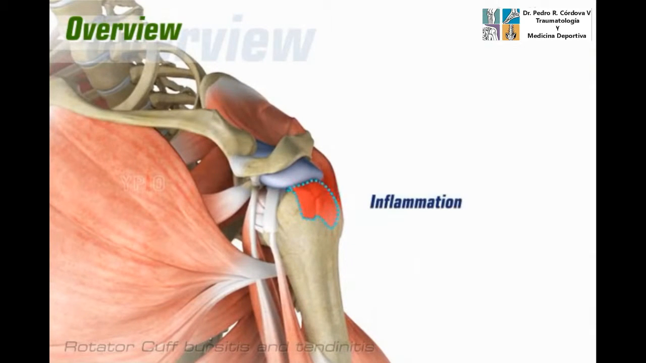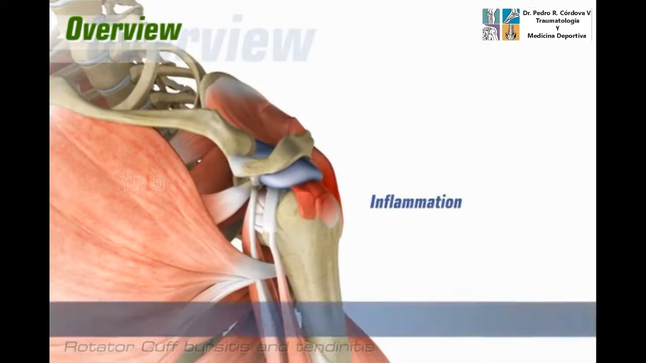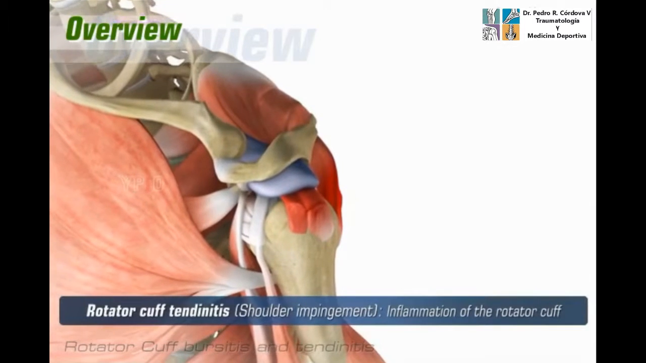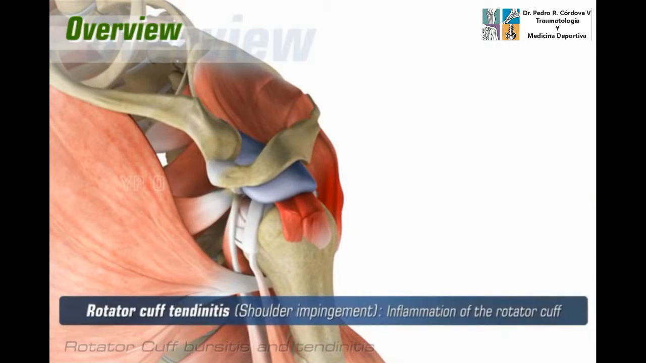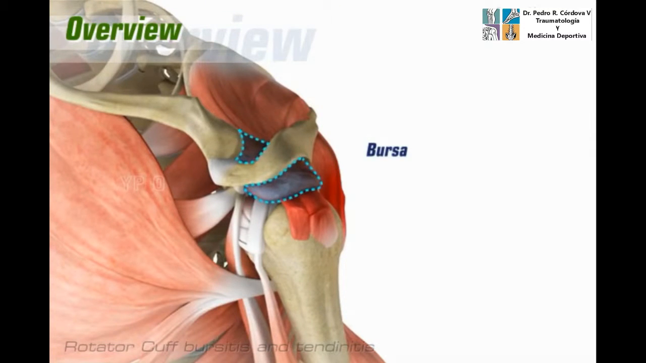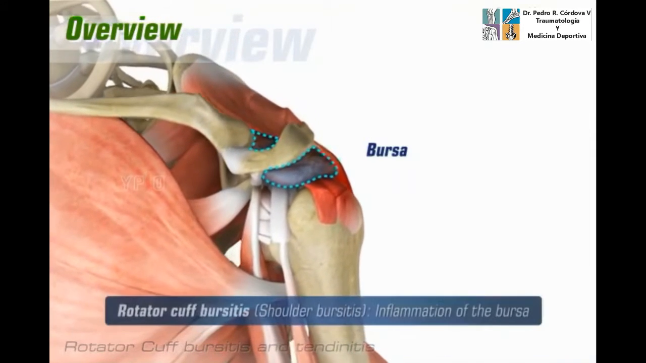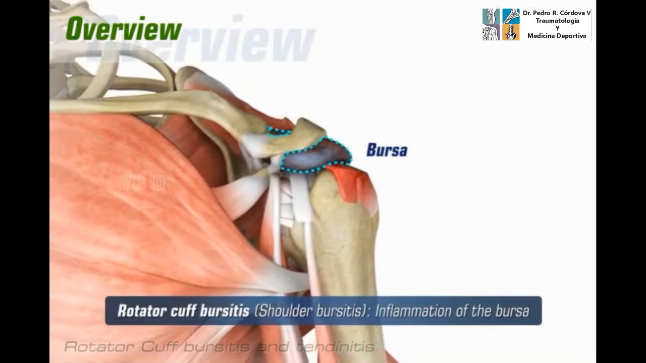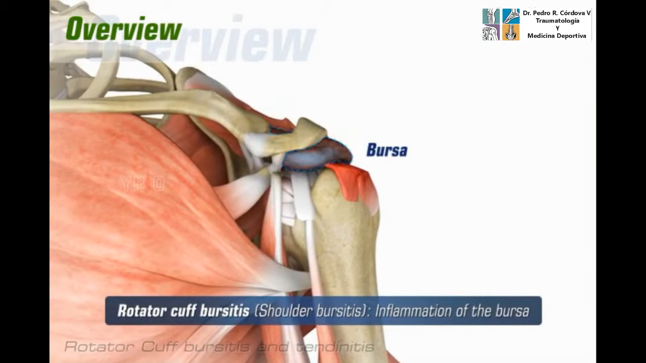Inflammation of the rotator cuff tendons is called rotator cuff tendinitis, or shoulder impingement. And inflammation of the bursa that surrounds these tendons is called rotator cuff bursitis, or shoulder bursitis.